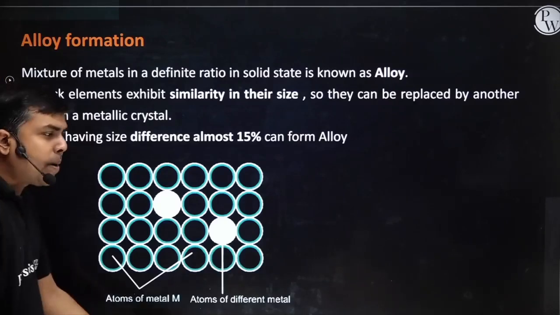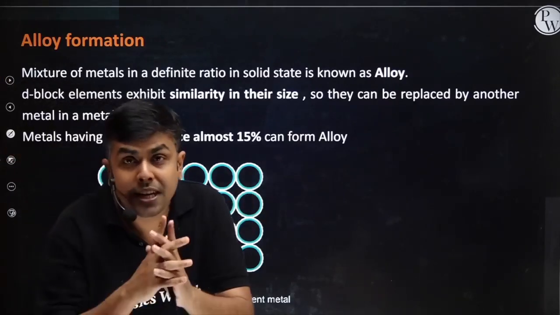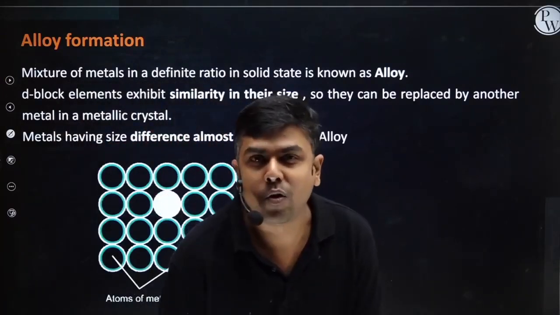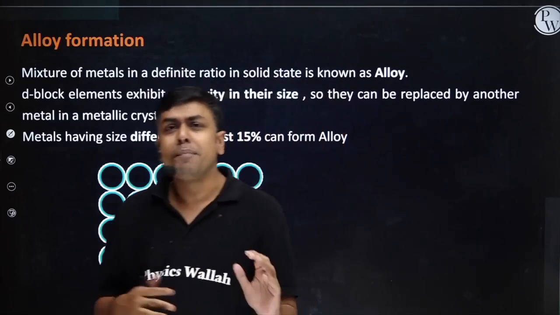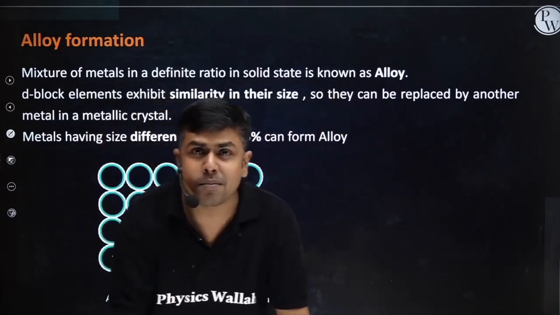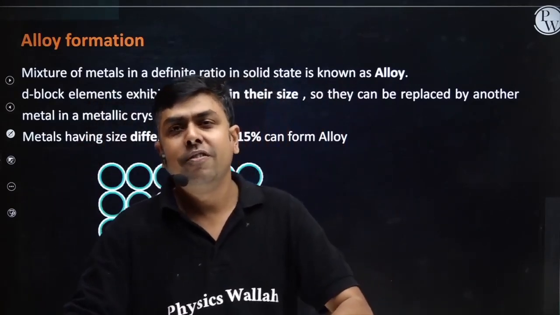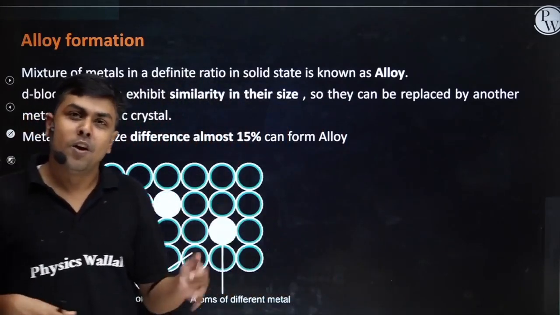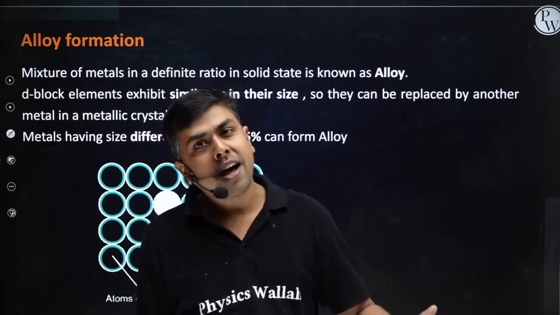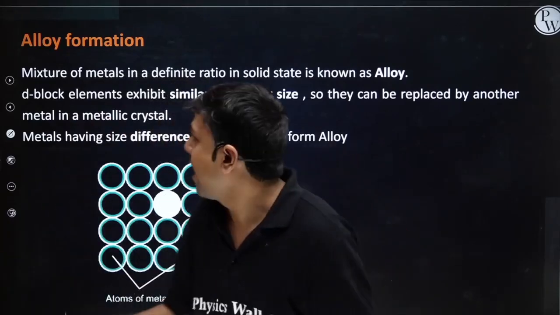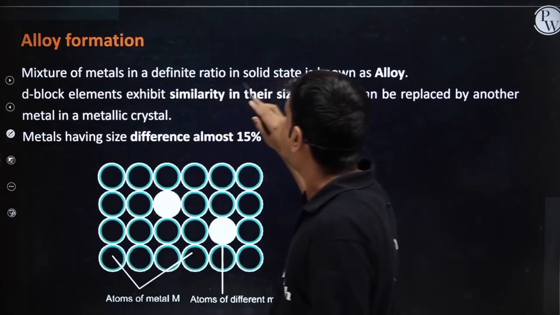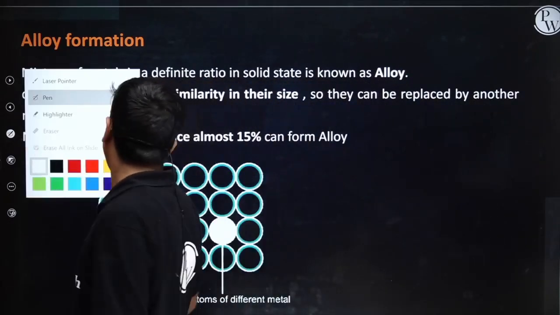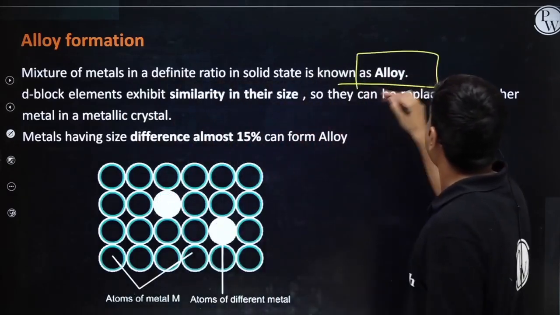Students, apart from this catalytic property, d block elements also have a tendency to form alloys. Now you will say, sir, what do we mean by the term alloy? It's nothing but a homogeneous mixture of two metals. It's a solution only. Solution of metals where the solute and solvent both are metals only. Alloy, a mixture of metals in a definite ratio in solid state, is nothing but an alloy.